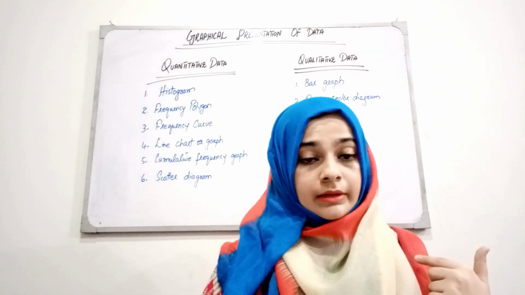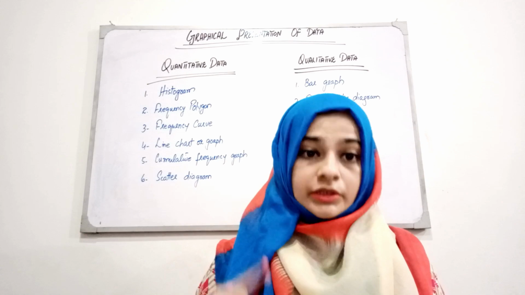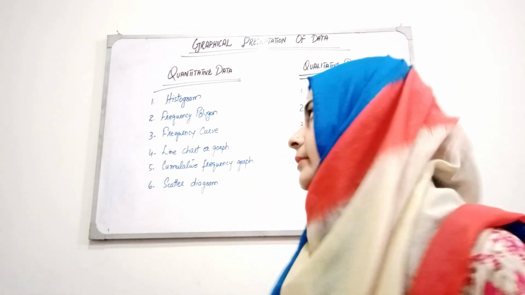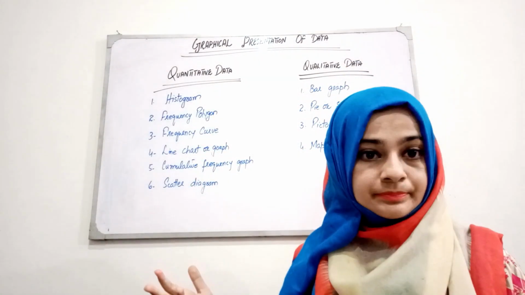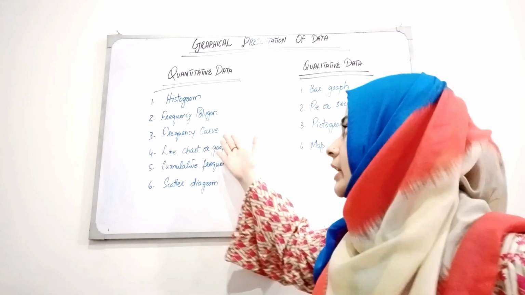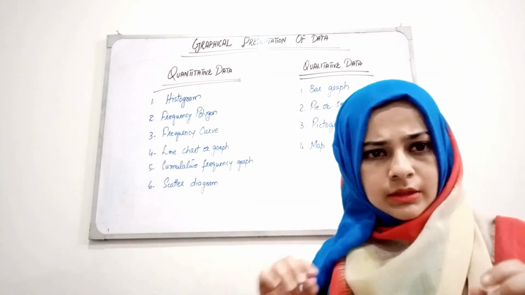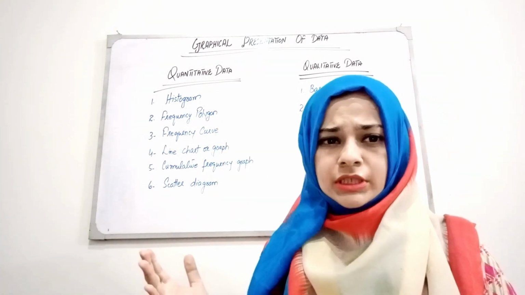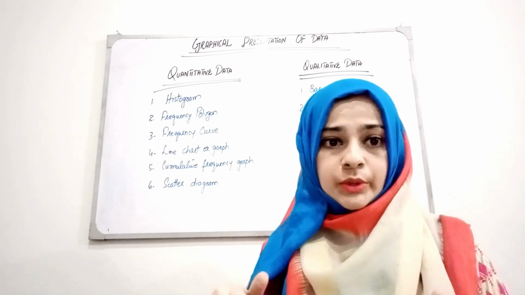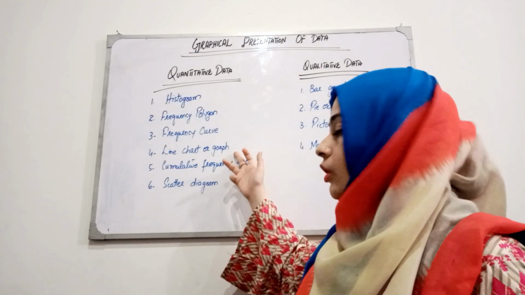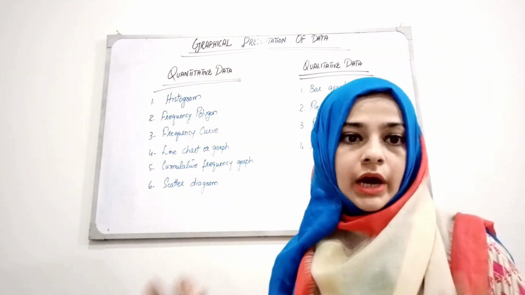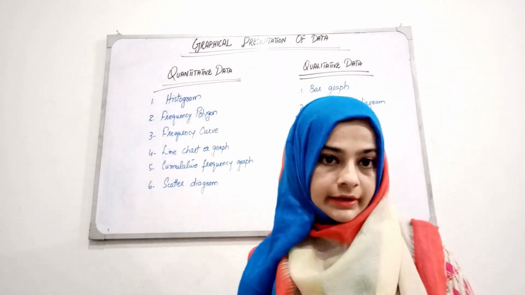When we make graphs for quantitative data, remember that we use the histogram, frequency polygon, and frequency curve. They look similar to each other, but there is a slight difference, and that will be covered today. Then the line chart or graph, the cumulative frequency graph, which is known as the ogive, and then the scatter diagram.